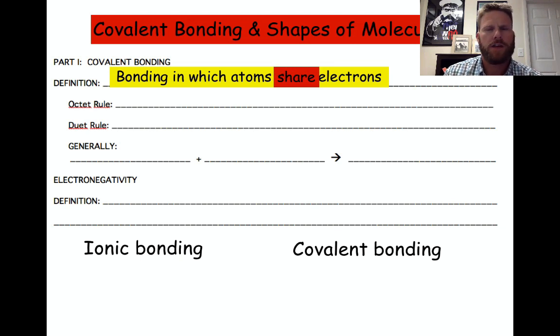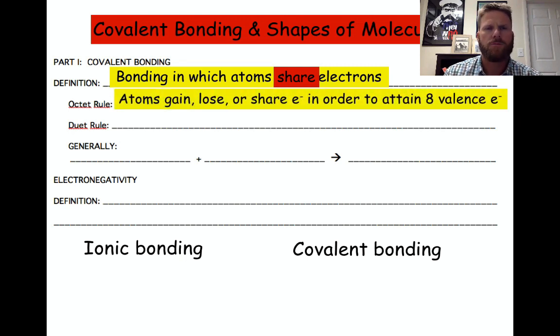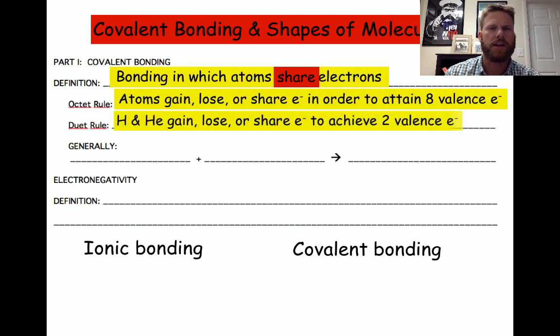Now, achieving a full valence shell for most atoms means getting 8 valence electrons. Well, this is called the octet rule. Atoms will gain, lose, or share electrons in order to achieve 8 valence electrons, or a full valence shell. The only real exceptions to this are hydrogen and helium, which are in the first energy level, which only has an s orbital, so they follow what's called the duet rule. They are satisfied, if you will, with 2 valence electrons.